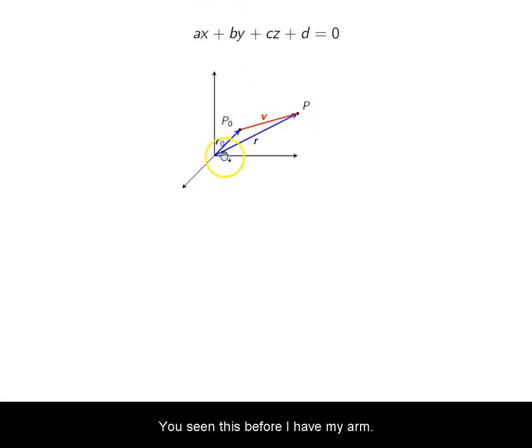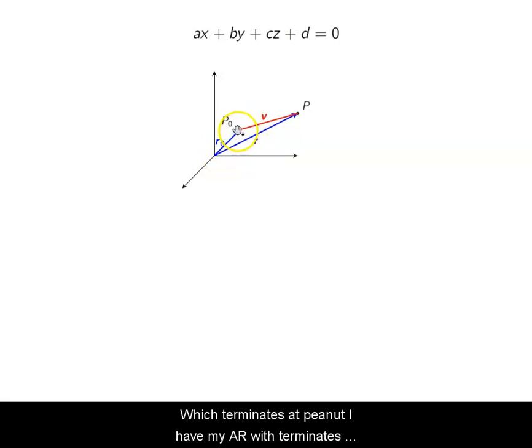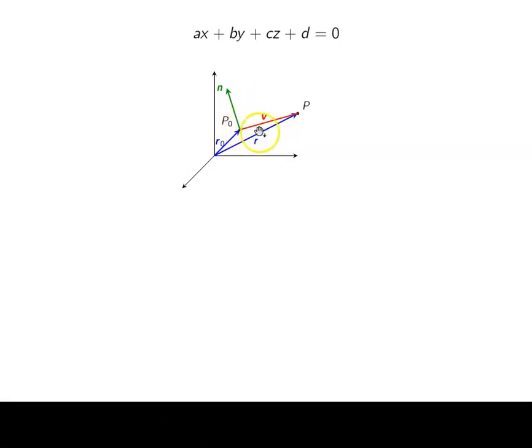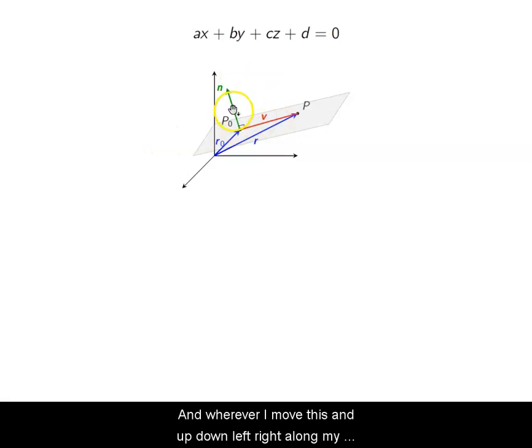So we've seen this before. I have my r naught, which terminates at p naught. I have my r, which terminates at p, some generic point in my plane. That means that if p naught and p lie in my plane, then v has to lie in my plane as well. n, which is orthogonal to v, will be outside of my plane, to form a right angle with v. My plane extends this way, that way, forever, and wherever I move this n up, down, left, right along my plane, it'll always form a right angle. Any vector in here will always form a right angle with n.